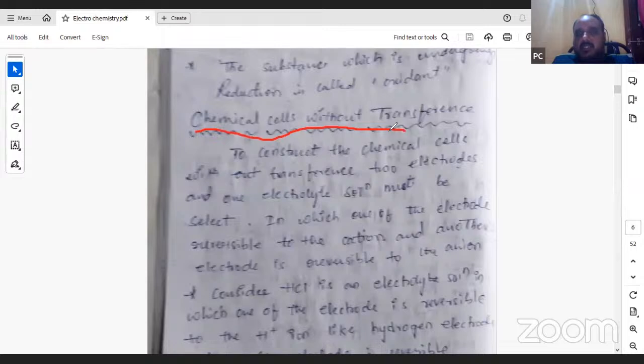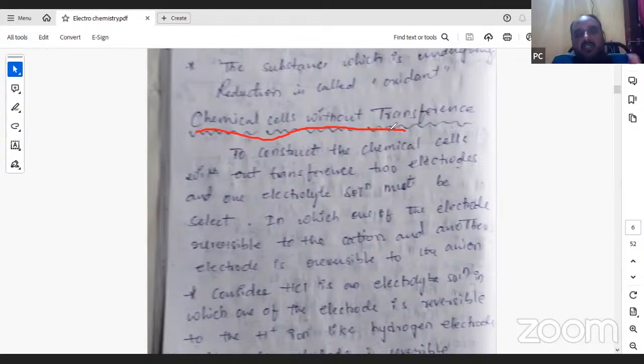So first, chemical cells without transference. Without transference means there is no direct transfer of any ionic species from one electrolyte to other electrolyte. Then chemical cell means the potential is developed due to the chemical reactions. So due to some chemical reactions, the potential will be developed. So then there is no direct transfer of ionic species from one solution to other solution.